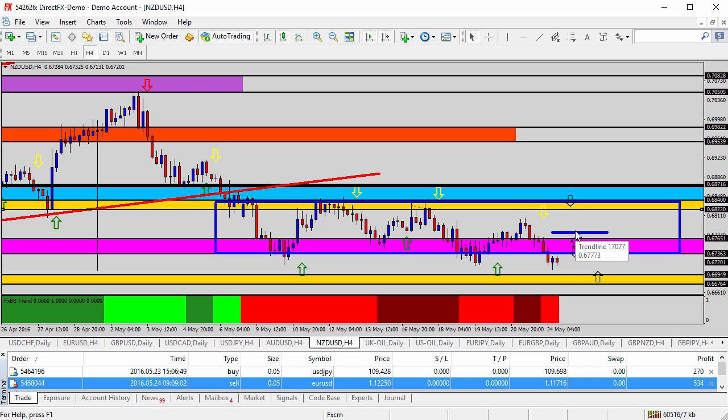So I would actually like to see it come back up, find resistance at the pink zone before we get into it. So I'm not in it yet, don't even have a pending trade, but a rally back here into the pink zone I think will give us an opportunity to jump into this New Zealand dollar today.